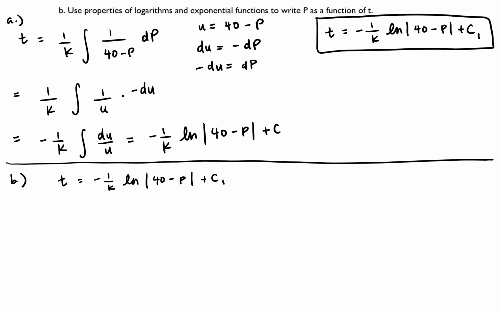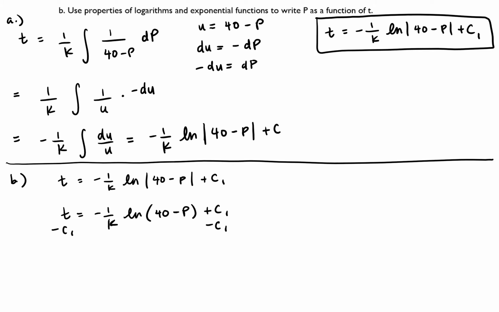And we can't take the natural log of a negative number. So that's why the absolute value signs are there. But since 40 minus p is always going to be positive, we can drop the absolute value sign. So I'm going to rewrite this as t equals negative 1 over k times the natural log of 40 minus p plus our constant.